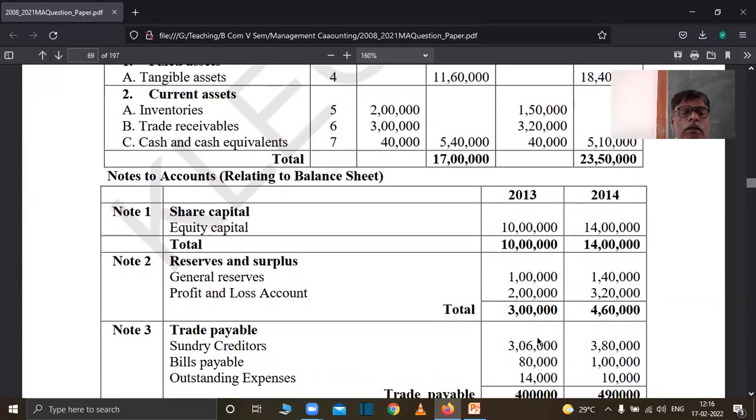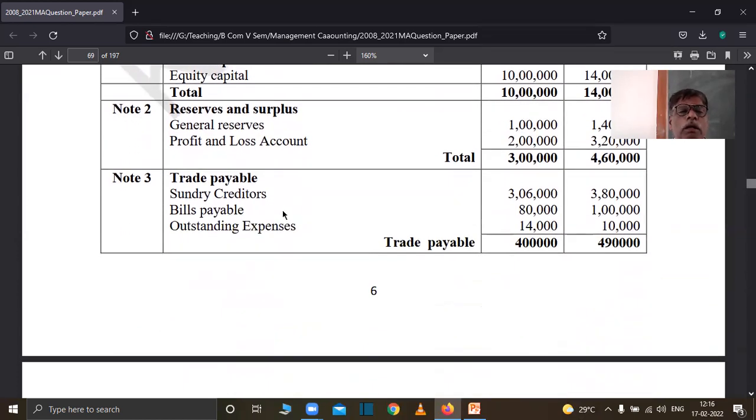Then trade payable. In the trade payable there are three items. Creditor 3,06,000, 3,80,000. Creditor increased. Difference you write in the decrease column. Bills payable increased. You write the difference in the decrease column. Outstanding expense decreased by 4,000. You write in the increase column in the schedule of changes in working capital. These three items go to schedule of changes in working capital.